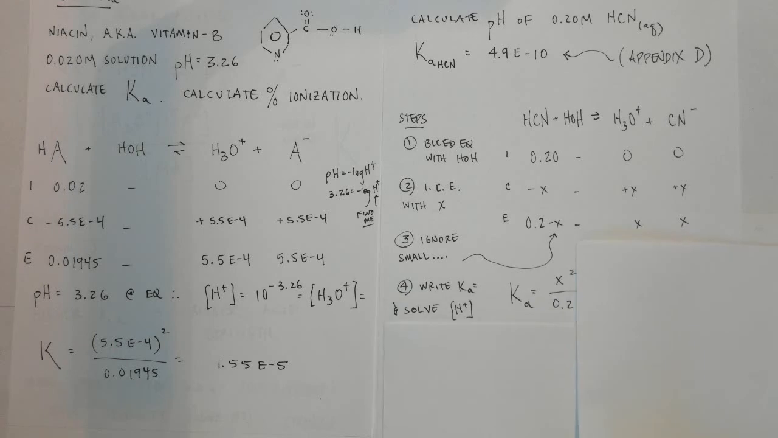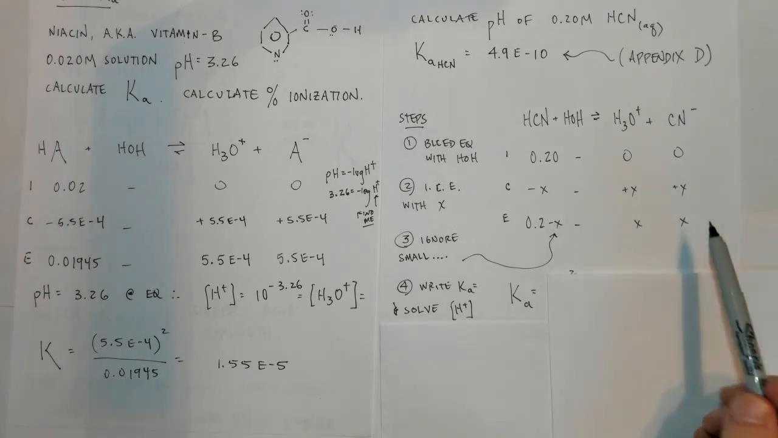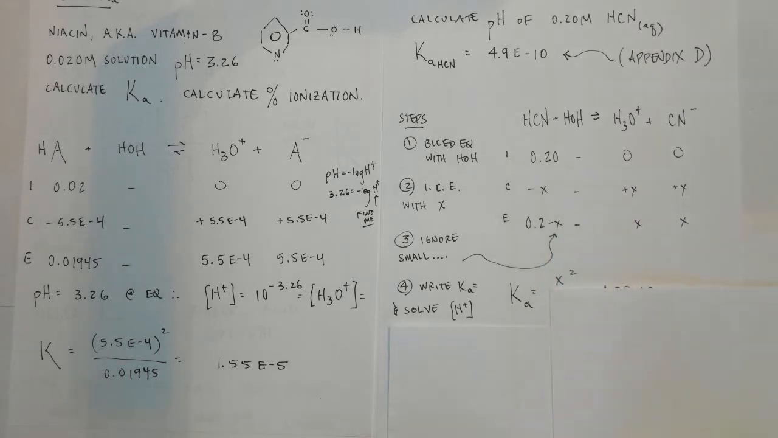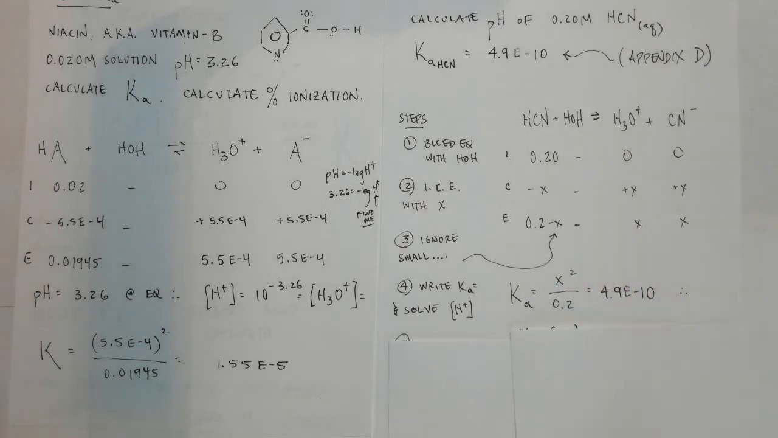Next, write the Ka expression, and I want you to write the Ka expression in terms of X right away. So product times product will give you X squared divided by reactant, and here ignore this X, so we'll just divide it by 0.2. Makes it a lot easier to solve. Then set this equal to the Ka that you got from Appendix D, 4.9 times 10 to the negative 10th, multiply both sides by 0.2, and square root both sides.